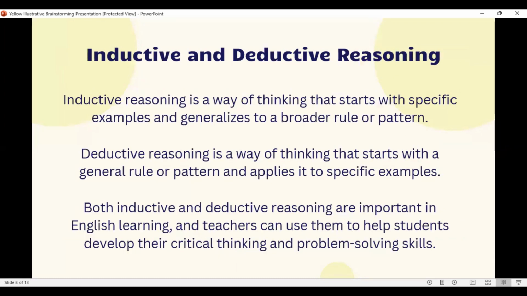Next, inductive and deductive reasoning. Inductive reasoning is a way of thinking that starts with specific examples and generalizes to a broader rule or pattern. Deductive reasoning is a way of thinking that starts with a general rule or pattern and applies it to specific examples. Both inductive and deductive reasoning are important in English learning, and teachers can use them to help students develop their critical thinking and problem-solving skills.